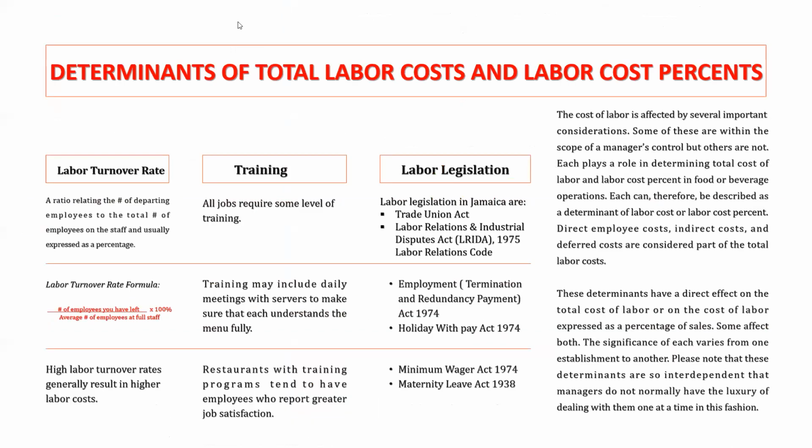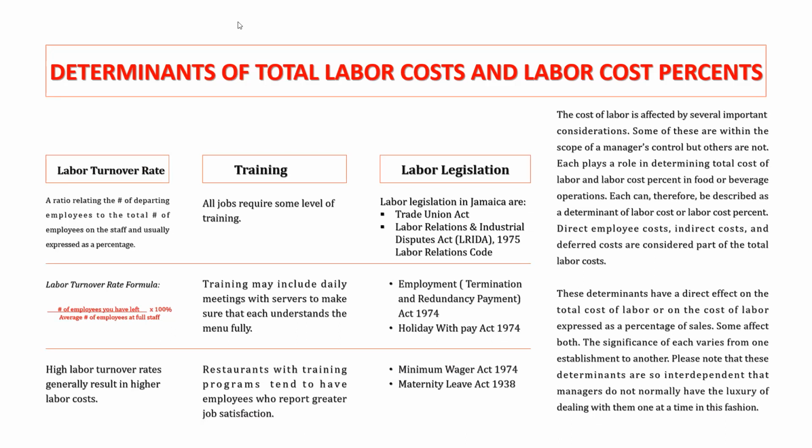So let us look at the determinants of labor cost and labor cost control. All right, so the cost of labor is affected by several important considerations. Some of these are within the scope of a manager's control, but others are not. Each plays a role in determining the total cost of labor and labor cost percent in food or beverage operations. Each can therefore be described as a determinant of labor cost or labor cost percentage.